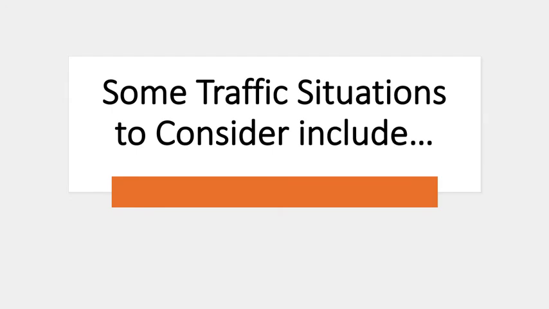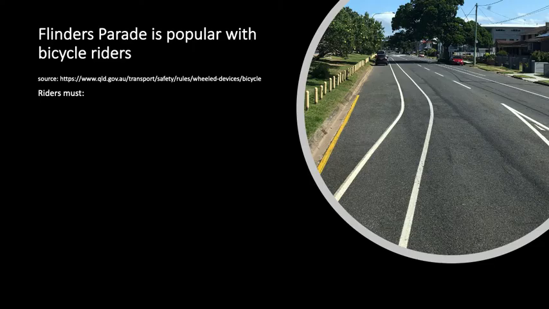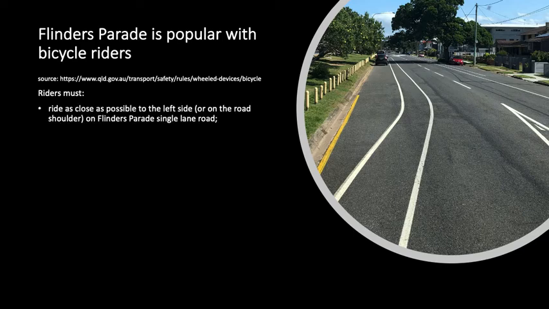Some traffic situations to consider include Flinders Parade is popular with bicycle riders. Riders must ride as close as possible to the left side or on the road shoulder on Flinders Parade single lane road. So you can see in our diagram on the right there, we've got a broken line dividing a road going north and south, and on the left there we have a bicycle lane. There's some cars parked on either side of the road and a no parking yellow line on the left.